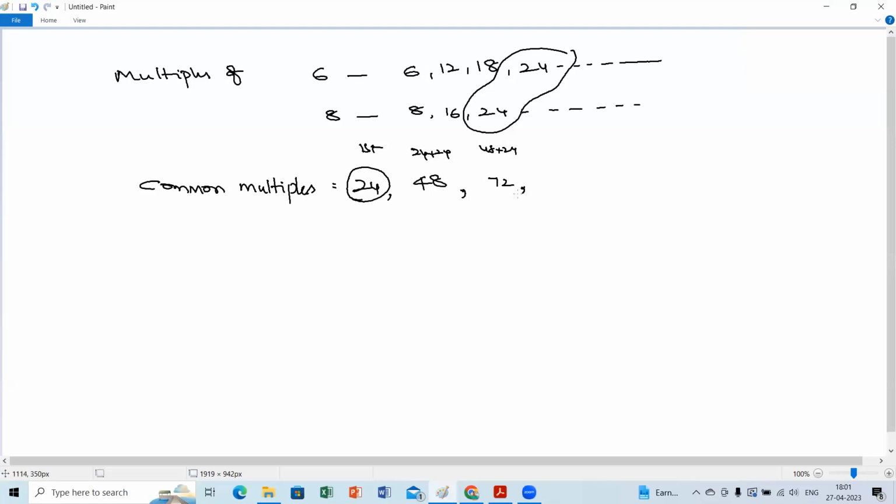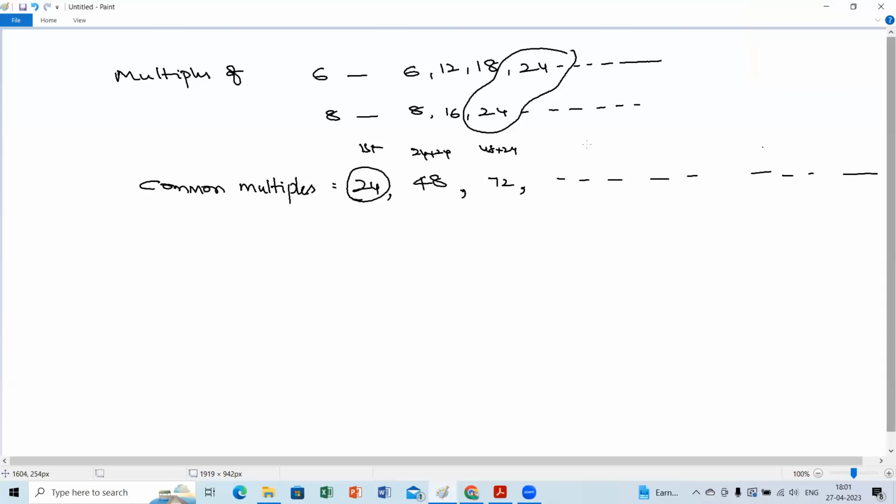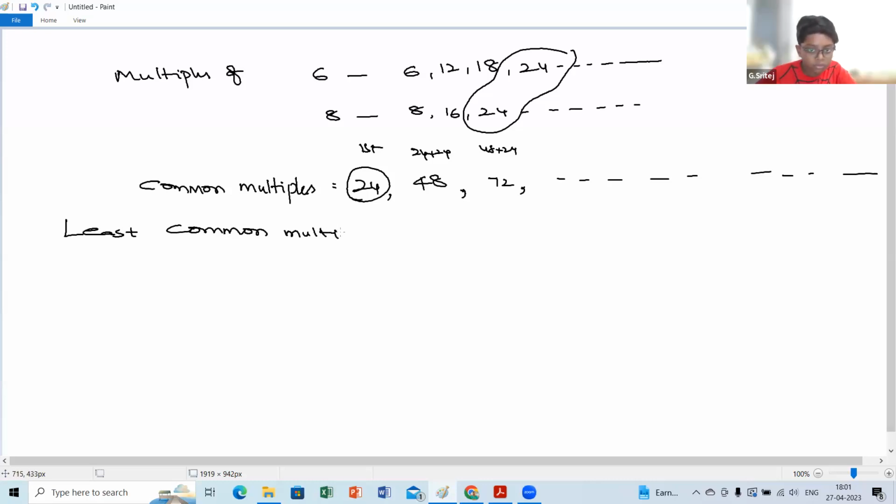Ma'am, next, 19. Like that we can continuously write. Now, what is the least common multiple? Our question is least common. There are many multiples. The least one is 24. Yes, 24. Least common multiple we can call it, in short form, LCM.